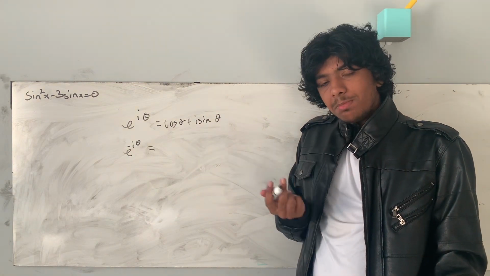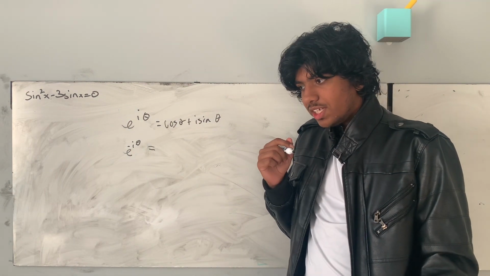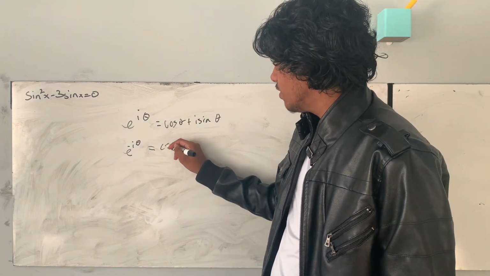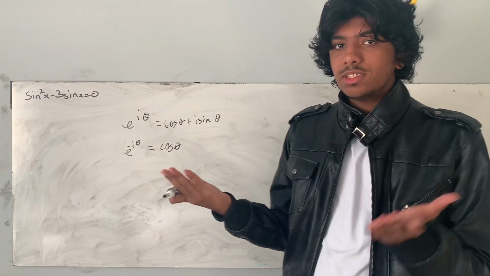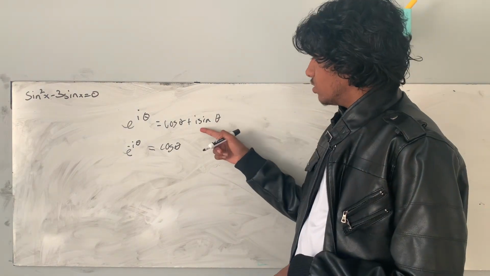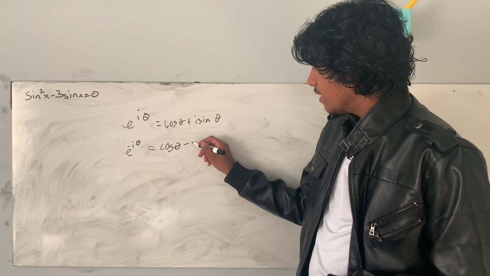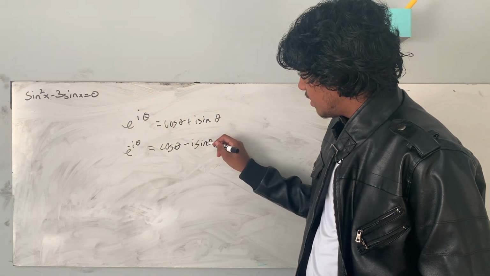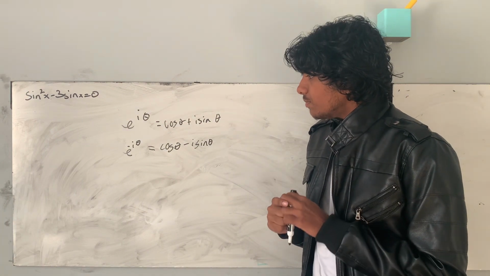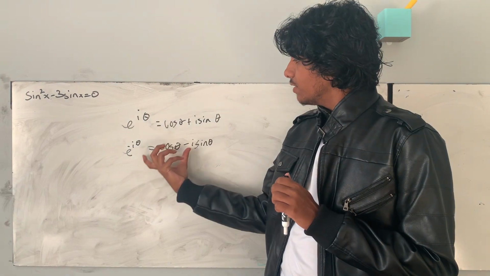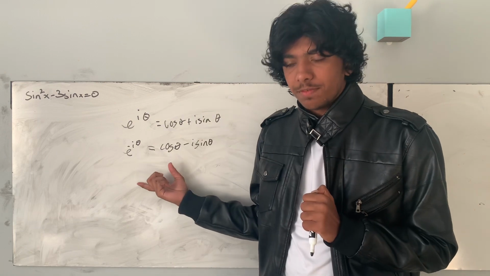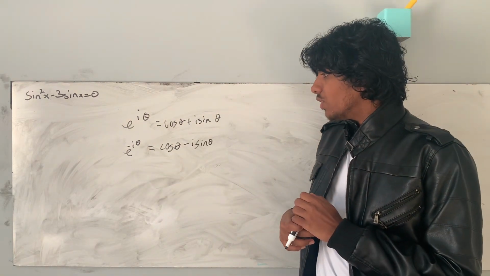Cosine of negative theta is the same thing as cosine of theta, because cosine is an even function. It's symmetrical, you can just fold it, right? And sine is an odd function, so sine of negative theta would be the same as negative sine theta. You can bring the negative to the outside because it's an odd function. So now we have two equations that we know are true and equal for all real numbers of theta.